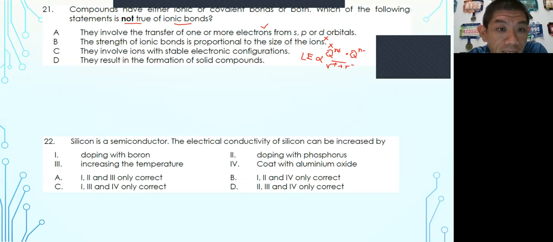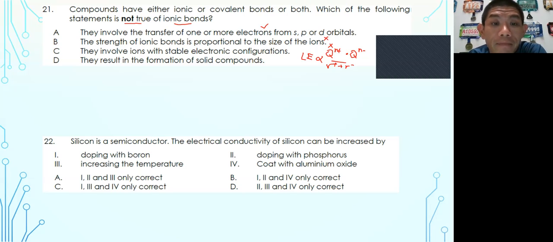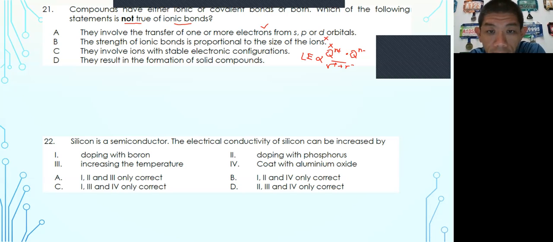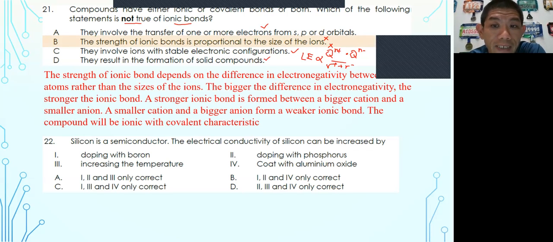Then we have a look at C. They involve ions with a stable electronic configuration. Usually the electron transfer is involved in the formation of a more stable octet configuration. Not all cases are definitely octet, but ions are trying their best to arrange themselves as stable as they can. So C is considered correct. And D, they result in the formation of a solid compound. Usually ionic compounds are solid. So the best answer in here is B.